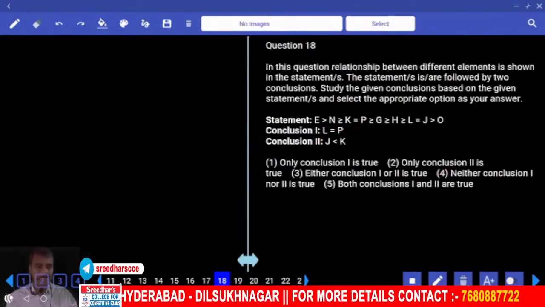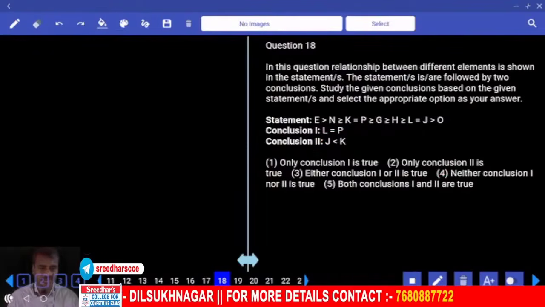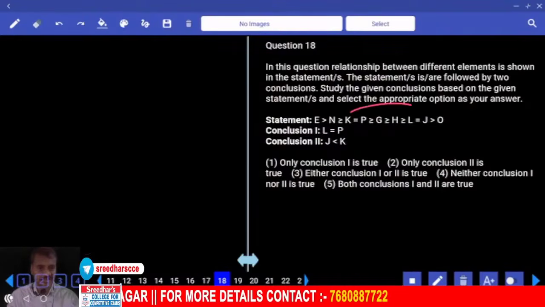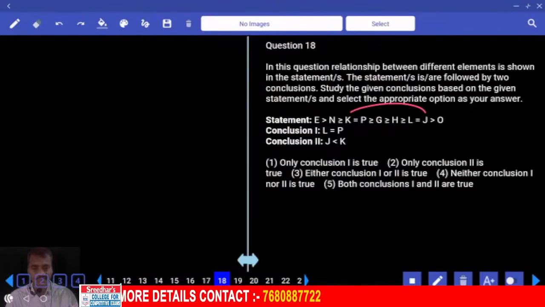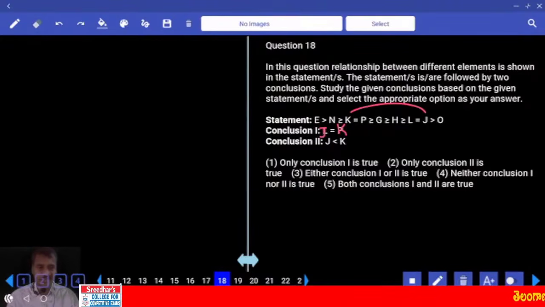My 18th one. Now J and K. K is here, J. From K to J, K greater than or equals to J. And L equals to what? L equals to P. L and J are one and the same. P and K are one and the same. That means J lesser than K or greater than. K greater than or equals to J, either 1 or 2, choice 3.